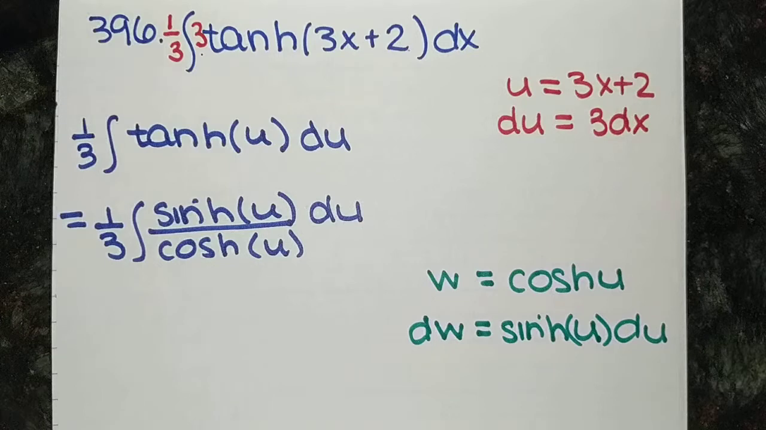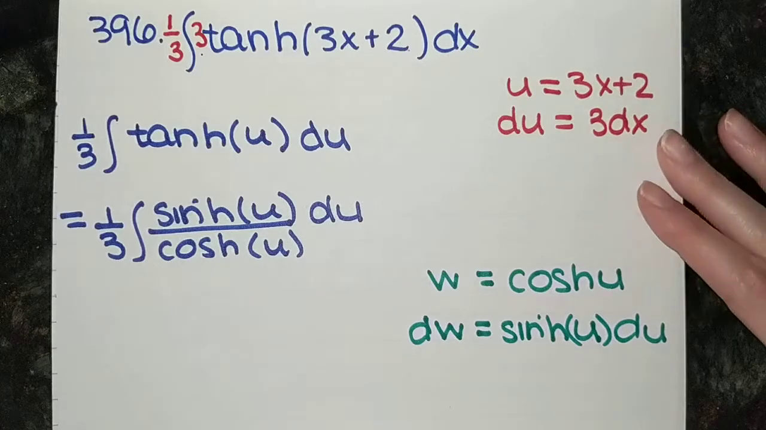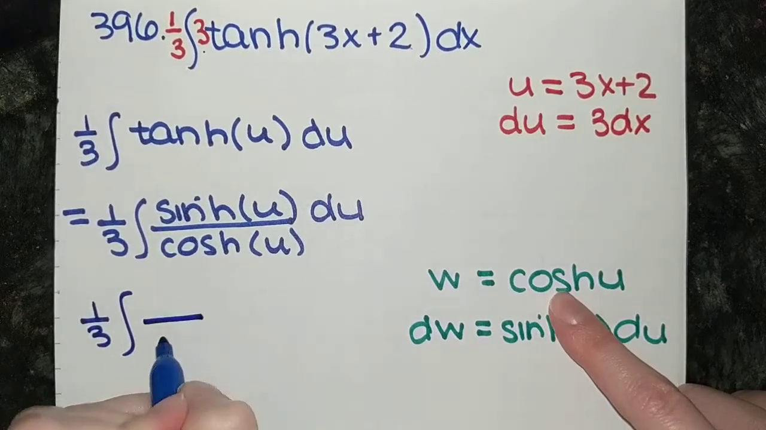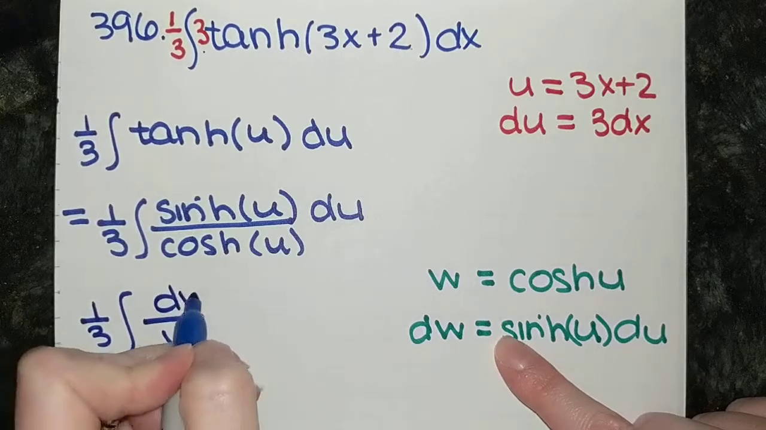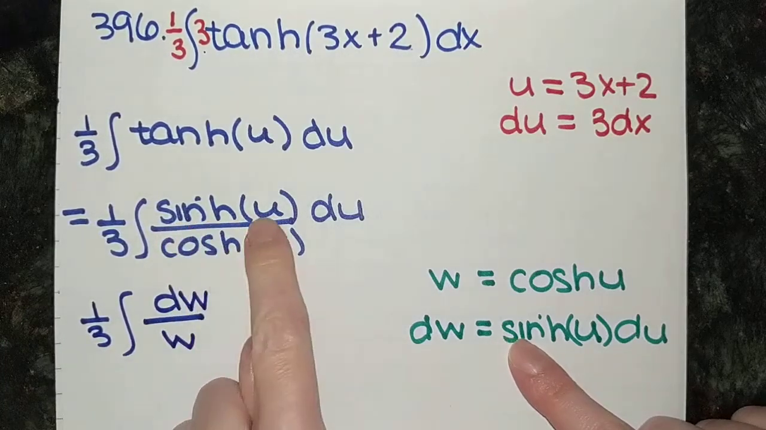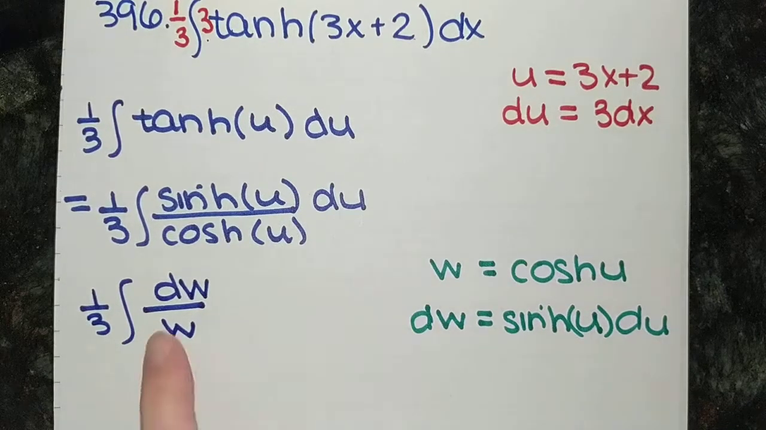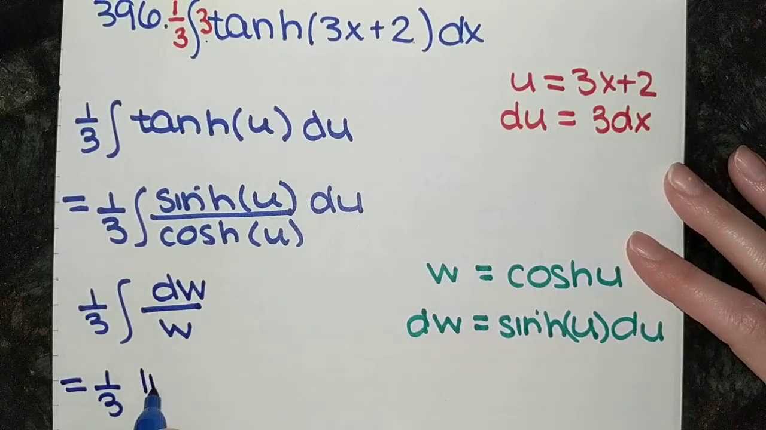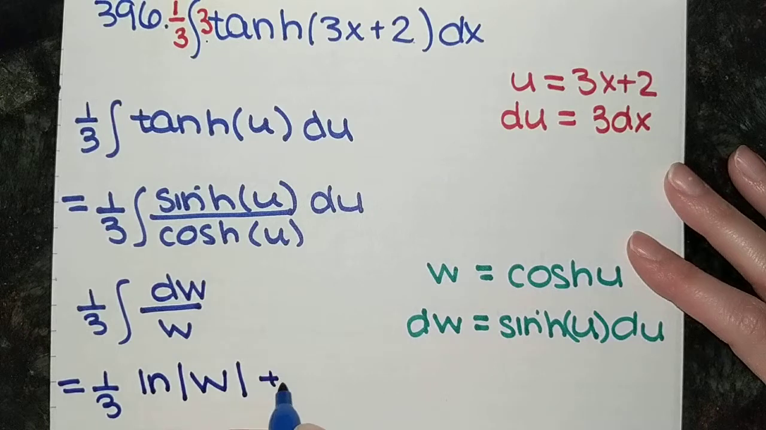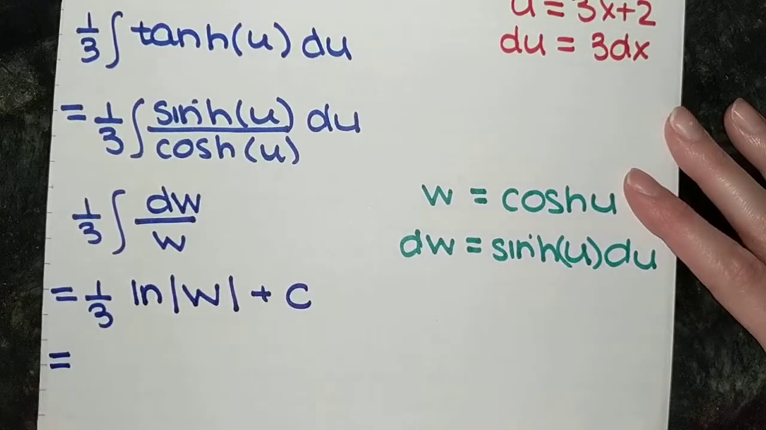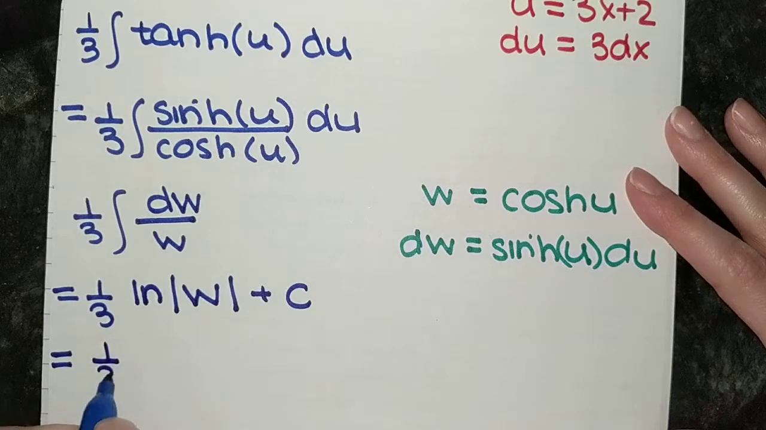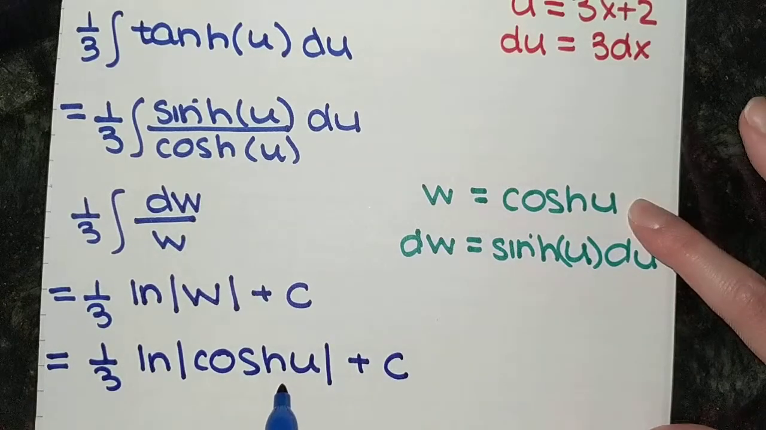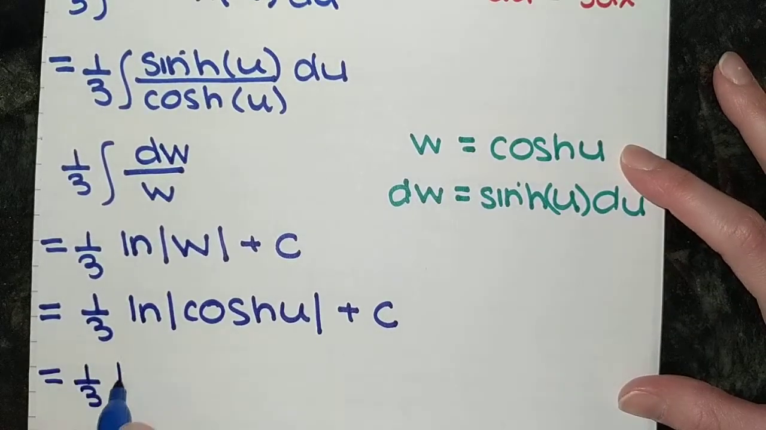All right, so to make this substitution happen, we are going to have our 1/3 here, have our integral sign. All of the denominator will become the w, and all of the numerator will become dw, because again, you have your hyperbolic sine and then your du. Now, to integrate dw over w, from Calc 1 that's equal to the natural log absolute value of w plus c. And now that we have it integrated, we can go back and sub in our w, and then we'll sub in our u.